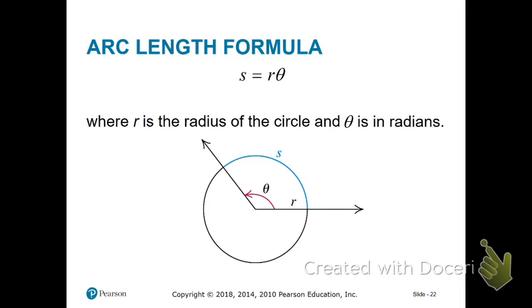All right, so continuing on 4.1, we're at the arc length formula. And so we know that our arc length is equal to our radius times our angle. And remember we talked about in class that our angle has to be in radians. Anytime we do word problems, our angle is going to have to be in radian measure.